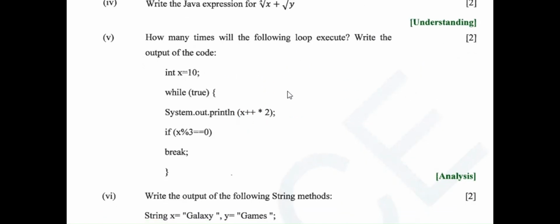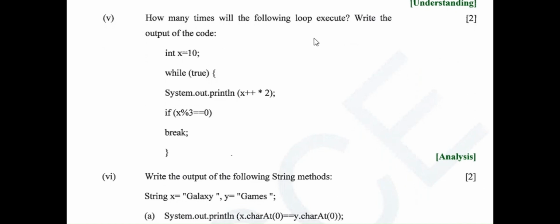Now next question. How many times will the following loop execute? Write the output of the code. x equal to 10, while true, x++ into 2. Here x equal to 10. This is post increment, so value of x is 10. 10 into 2 is 20. So first output is 20. Then this is your 11. Value of x is 11. 11 modulus 3 not equal to 0. So it will come to the next round.